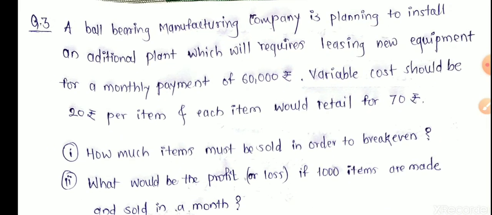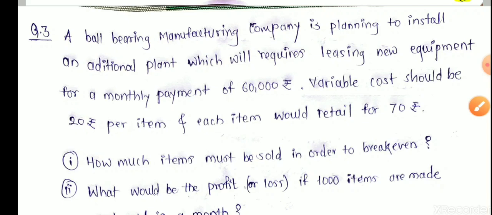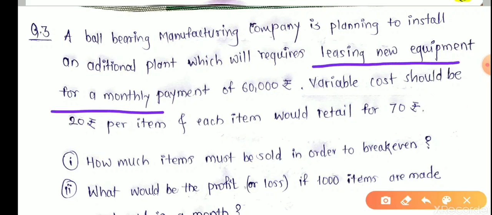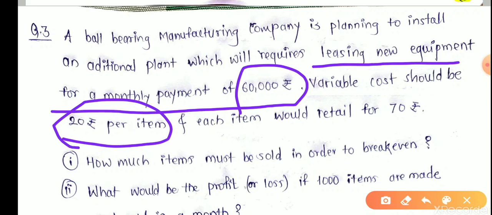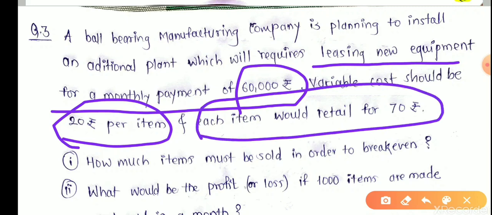Now it is question number 3, the last question under this session. Question number 3: A ball bearing manufacturing company is planning to install an additional plant which will require leasing new equipment for a monthly payment of 60,000 rupees. Variable cost should be 20 rupees per item, and each item will retail for 70 rupees.